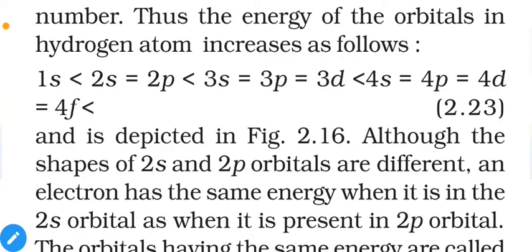Although the shapes of 2s and 2p are different, the electron has the same energy when it is in the 2s orbital as when it is in a 2p orbital. So in this case, shape doesn't matter. We are talking about hydrogen. It contains only one electron, so a unielectronic species has no relation with the shape of orbitals. Energy only depends on the principal quantum number, so we can say that it depends on distance. As the principal quantum number increases, distance also increases.